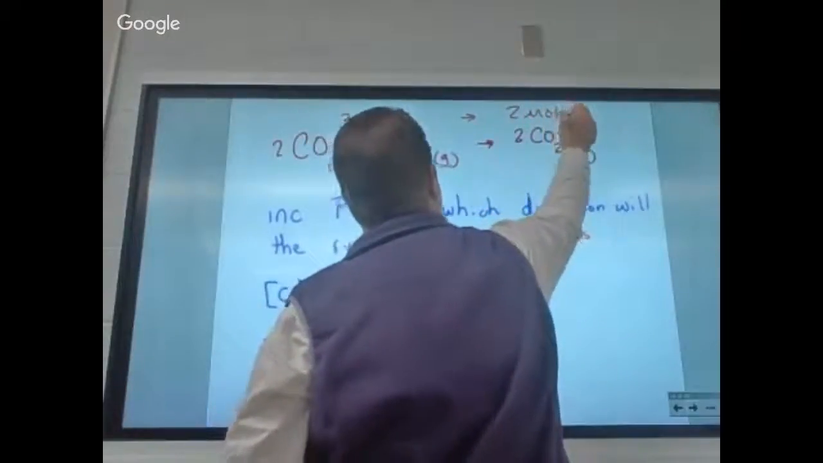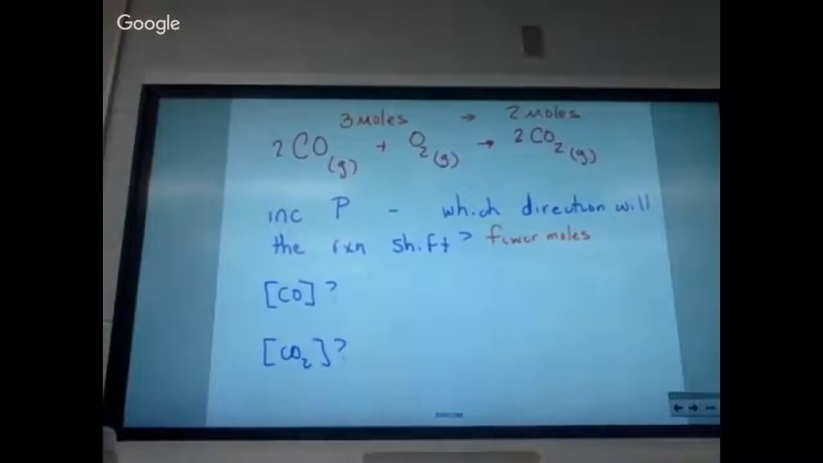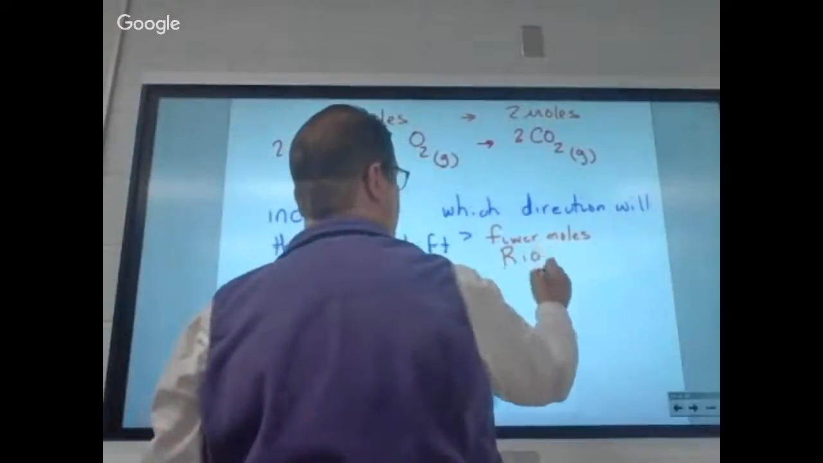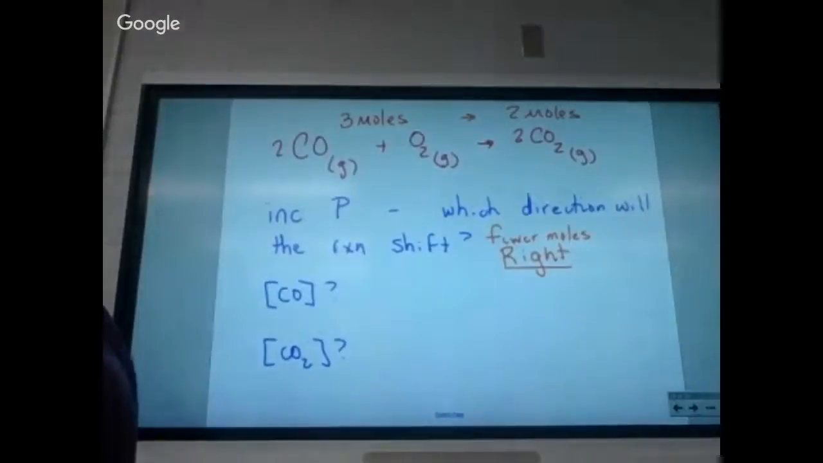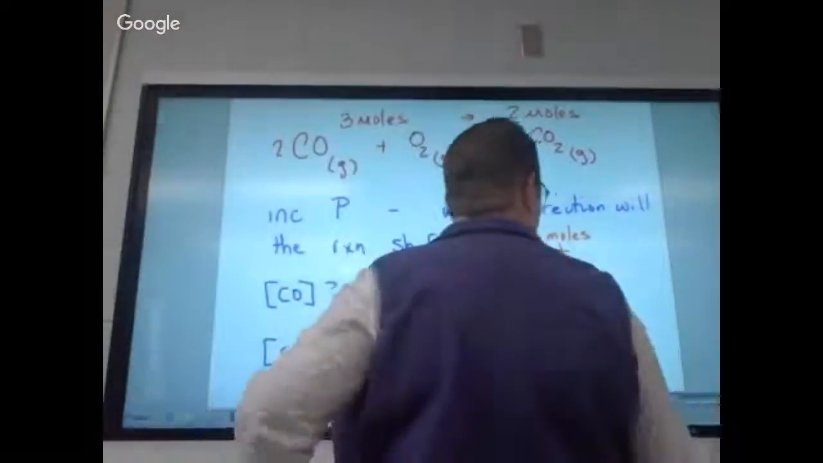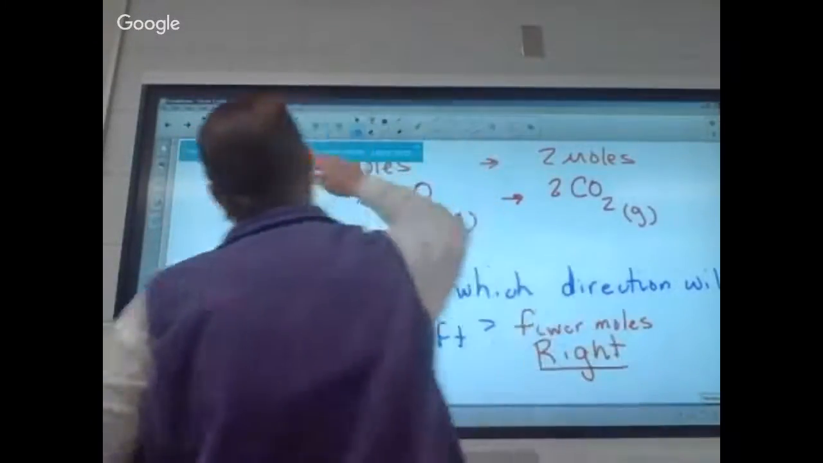All right, so if we increase pressure, which side has fewer moles? To the right. So this reaction is going to shift to the right. Okay? Are you with me on that? Now, from there. 3 moles. So you don't count. It's 2 plus the 1.